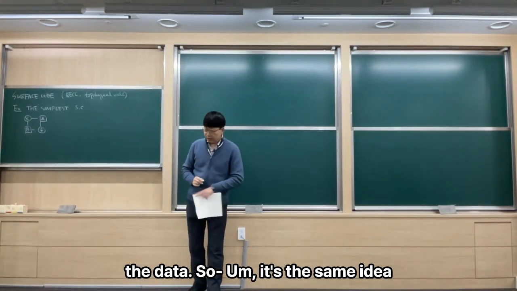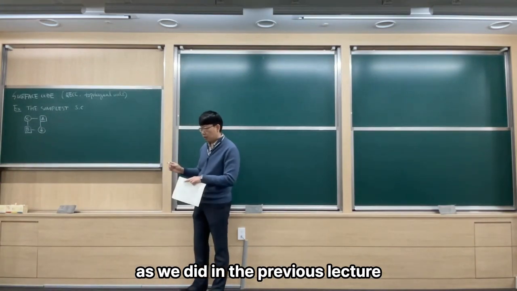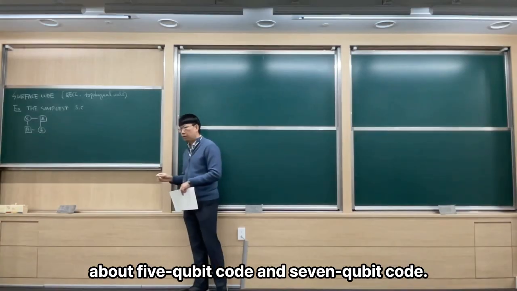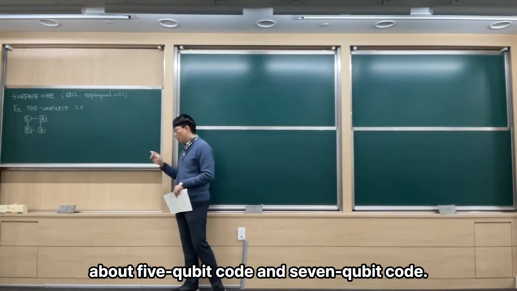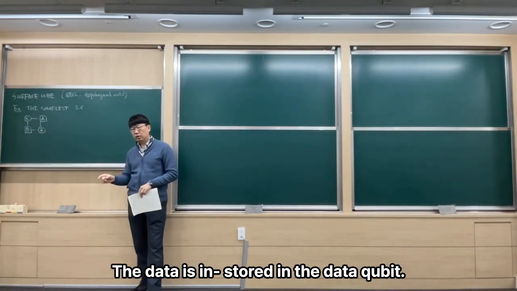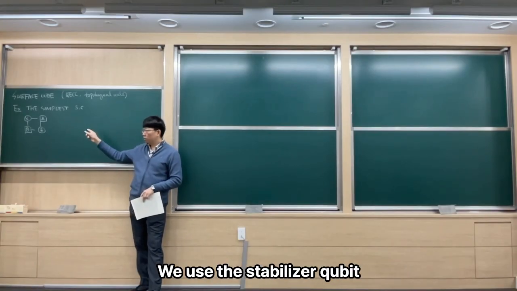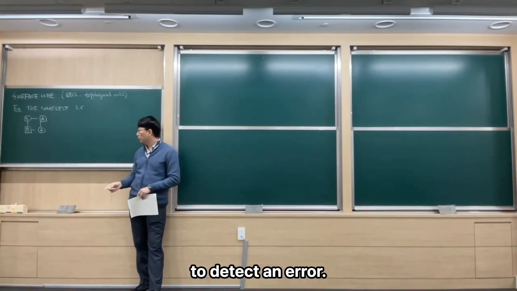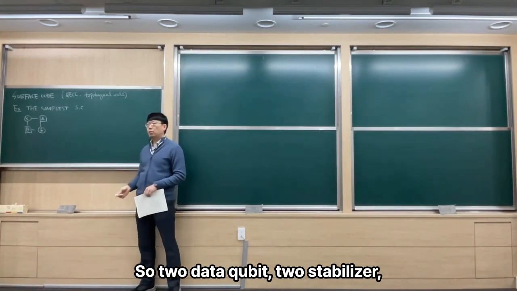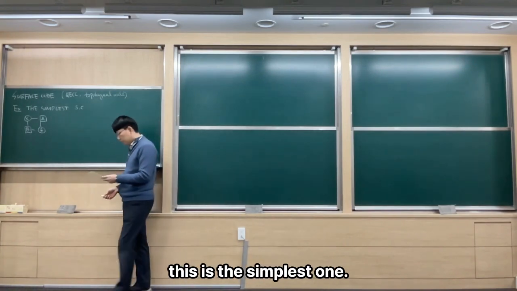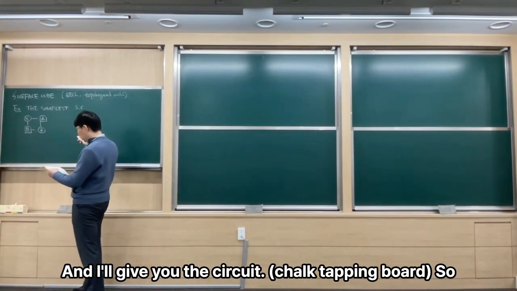So it's the same idea as we did in the previous lecture about the 5 qubit code and 7 qubit code. The data is stored in the data qubit. The actual quantum data is stored in the data qubit. We use the stabilizer qubit to detect an error. So 2 data qubits, 2 stabilizers, this is the simplest one. And I'll give you the circuit.